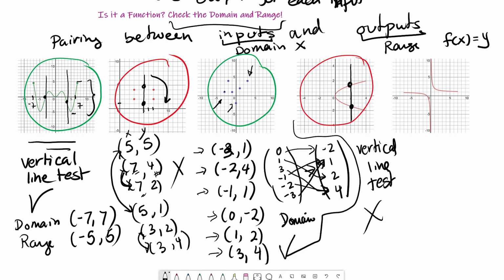And finally, we have another curve here. And again, we can use vertical line tests in all sorts of places to show that we always only hit 1 point on our curves. So this is a function. This is a function, and we can identify it with the green line.